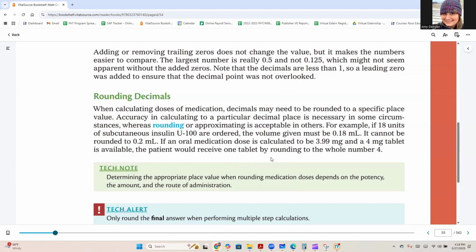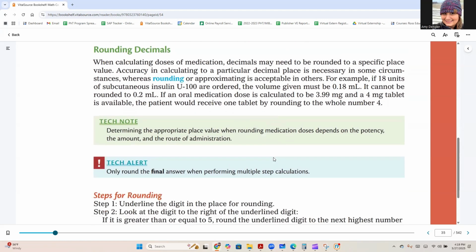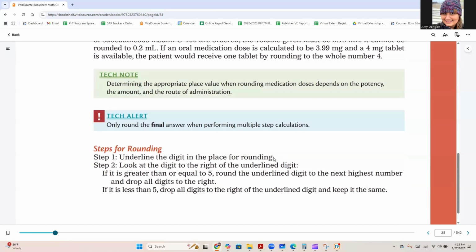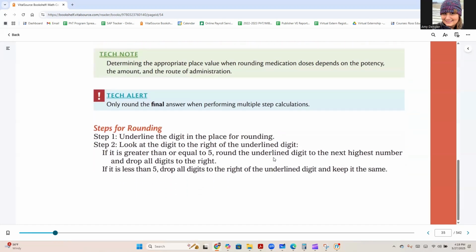If an oral medication dose is calculated to be 3.99 milligrams, and a 4 milligram tablet is available, the patient would receive one tablet by rounding to the whole number 4. And you should only round the final answer when performing multi-step calculations.